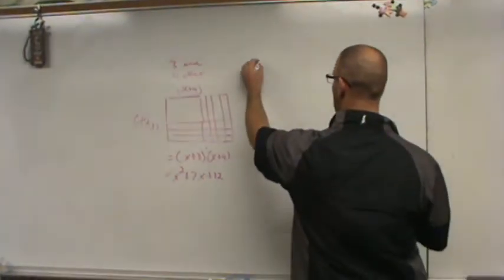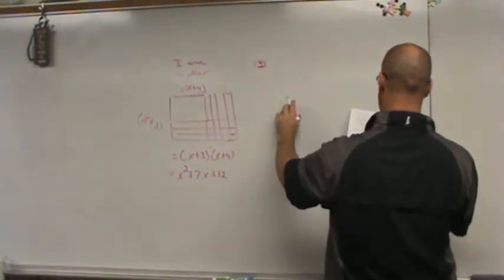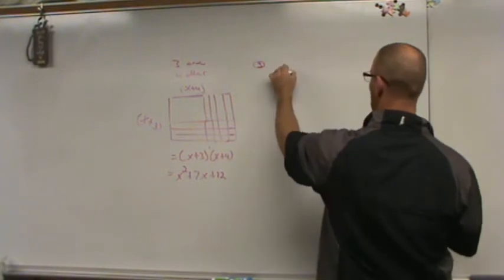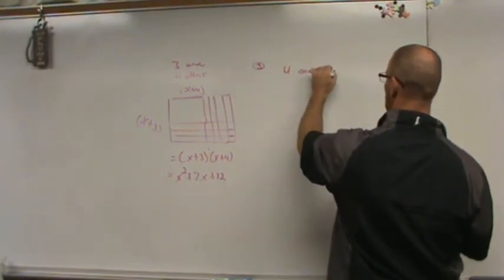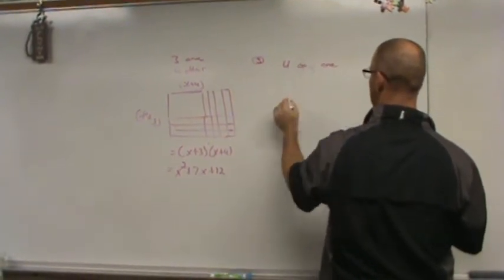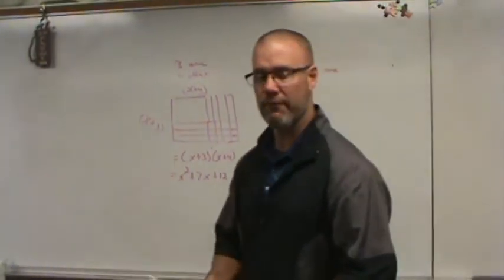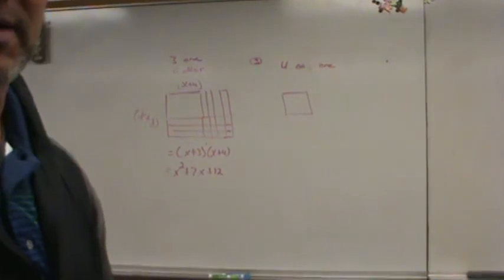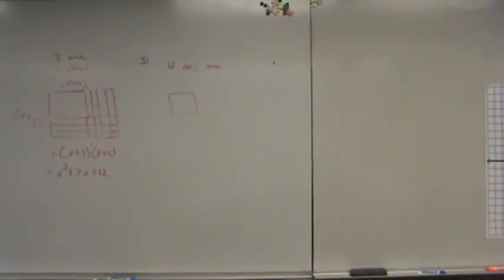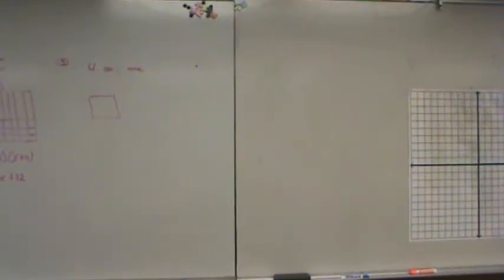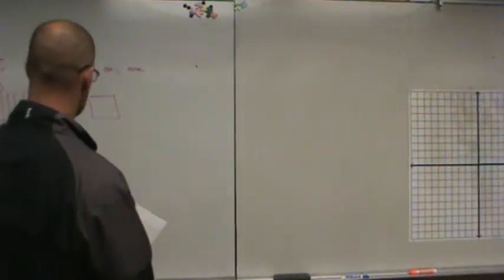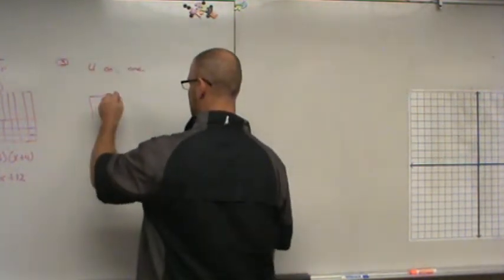Question number 3 says the original square block was extended 4 inches on one side. 4 on 1. All right, so again, pause and see if you can do that. 4 on one side. Think about what that's going to look like. Okay? Let me double check and make sure I'm in view here. Yep, I am. So 4 on one side. Again, pause it.